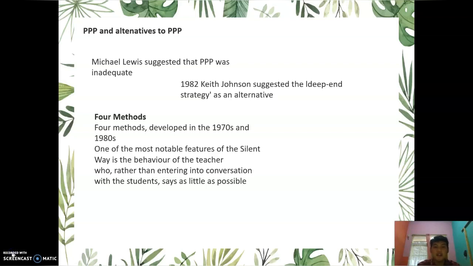The next is four methods. For methods developed in the 1970s and 1980s, one of the most notable features of the Silent Way is the behavior of the teacher, who rather than entering into conversation with the student says as little as possible. The students' utterances may then be recorded so that they can be analyzed at a later date. Students, with the teacher's help, reflect on how they felt about the activities.